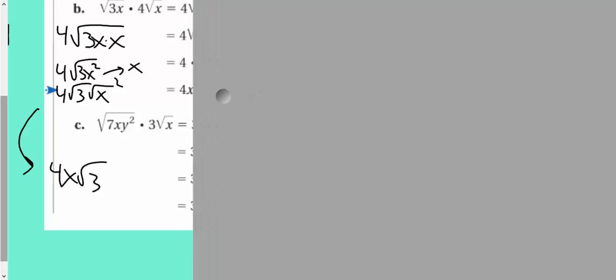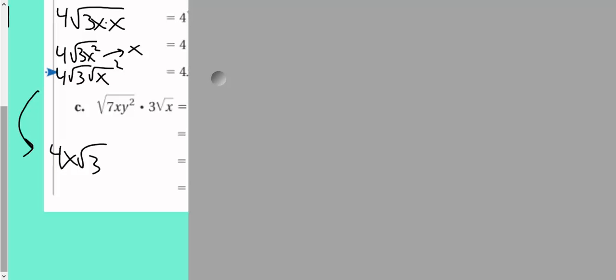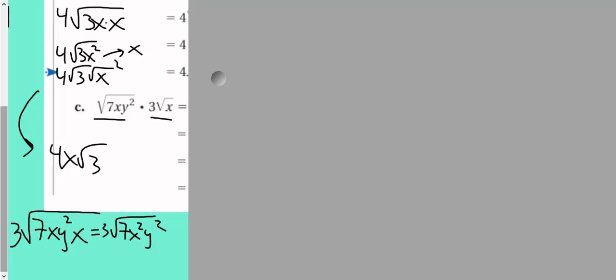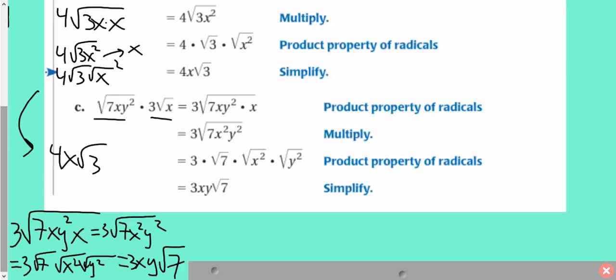Alright, one more problem on this slide here. The 3 is on the outside, I'm going to leave that on the outside. Then you have 7x y squared and then x. All of this stuff underneath the radicals can be multiplied together, so that's going to be really x squared, y squared, and then I can break this up. Root 7 doesn't simplify. Root x squared and root y squared, though, will simplify. So we're going to have 3xy root 7 as my final answer. And if you want to see it all written nice and neat, there you go.